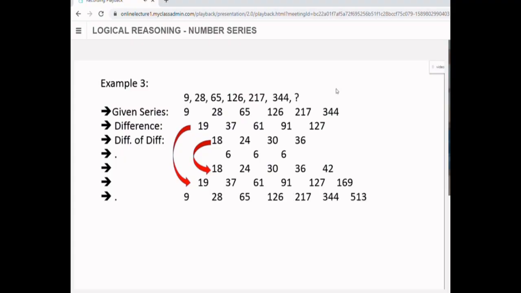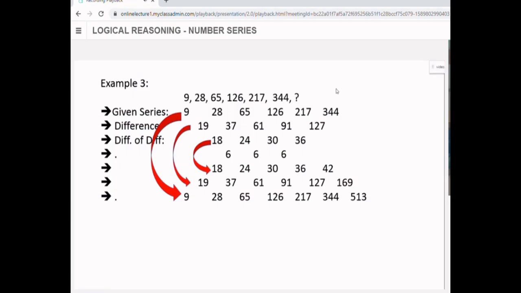The next. Again, the series now. I got the series: first 9, 28, 65, 126, 217, 344. This is given in the original question. Now, 344 plus 169 will make it 513.